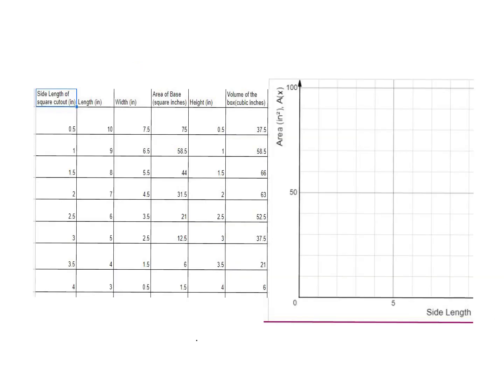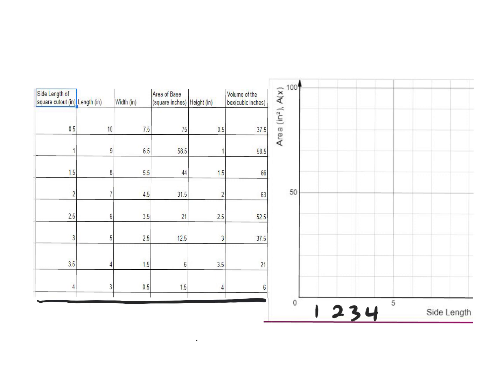Okay, so yesterday we created this chart, and hopefully you still have it in your notes. This chart showed the side length of the squares that you cut out, anywhere from 0.5 inches to 4 inches. It found us our new length and our new width, and we calculated the area of the square base, the height, and the volume of the box. You should already have the first one graphed, but just to remind you, each one of these is 1 here.